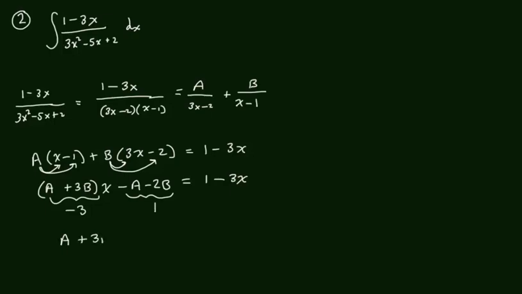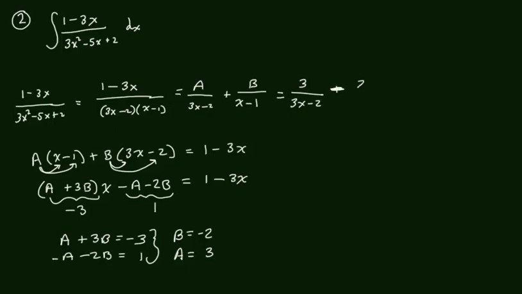A plus 3b is negative 3. Negative a minus 2b equals 1. This will give us the solutions of b equals negative 2 and a equals 3. So we have our successful decomposition: 3 over 3x minus 2 plus, in fact, I'm going to make that a minus, 2 over x minus 1.